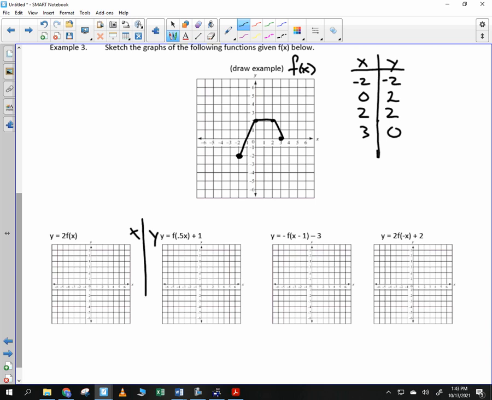that model 2 times f of x. You told me that the 2 affects it vertically, not horizontally. So therefore, I am not going to change my x values. They stay the same. Negative 2, 0, 2, and 3. But what do you think happens to my y values? They double. So therefore I have negative 4, positive 4, and 0.